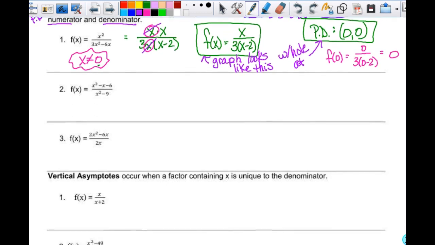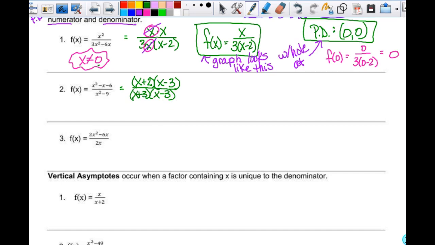So let's look at number 2. If I factor number 2, the numerator is going to give me x and x. Signs are different, so it's x plus what and minus what? Minus 3 and plus 2. And then the denominator can be x plus 3 times x minus 3, right?